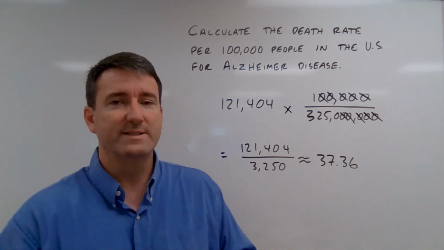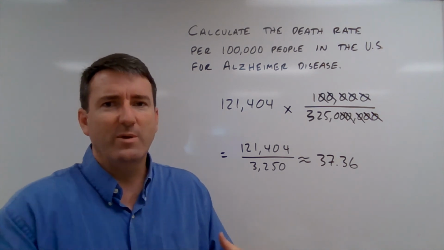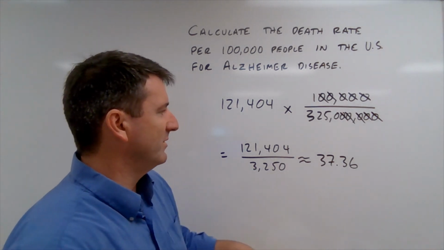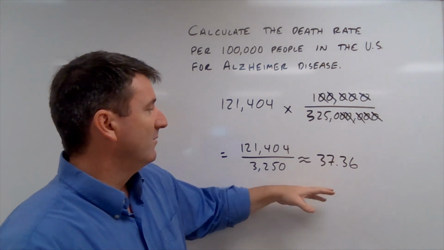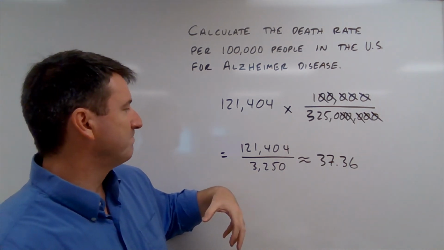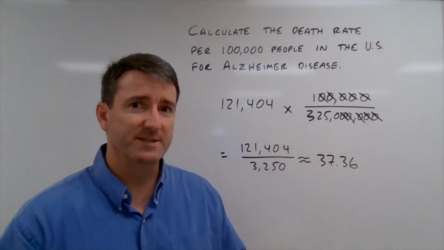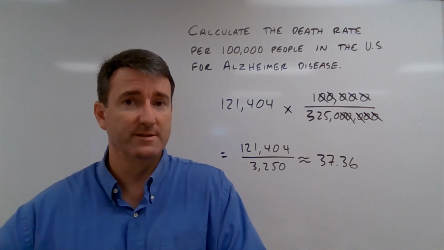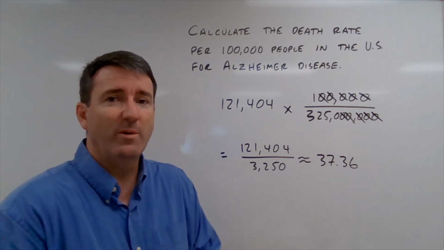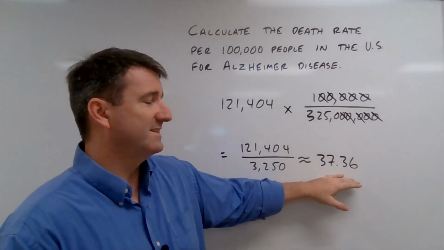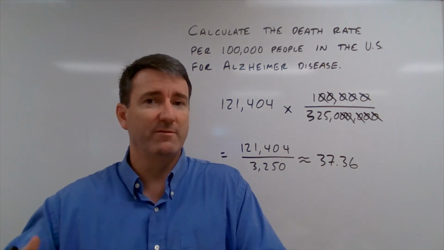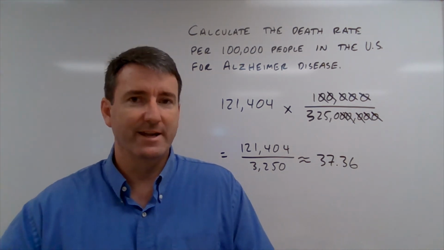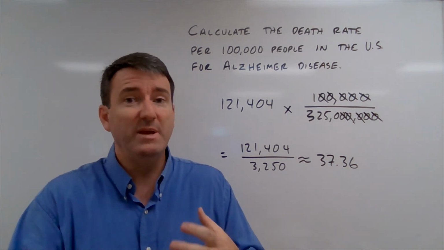And the way that we would use this is, say, for example, we wanted to know what was the death rate for Alzheimer's disease versus heart disease, for example. Or maybe we want to know the death rate for Alzheimer's disease in the United States versus the death rate of Alzheimer's disease in Canada. Then we can compare those in a meaningful way.